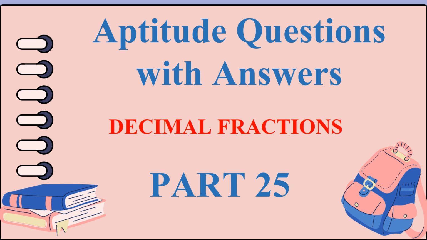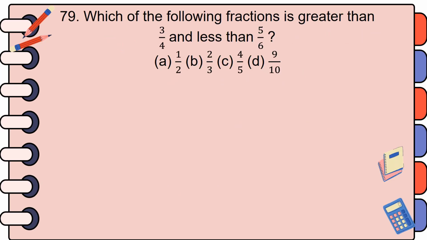Now let's see the questions. Question number 79. Which of the following fractions is greater than 3 over 4 and less than 5 over 6? There are fractions 1 over 2, 2 over 3, 4 over 5, and 9 over 10. Among these fractions, which one is in between 3 over 4 and 5 over 6?